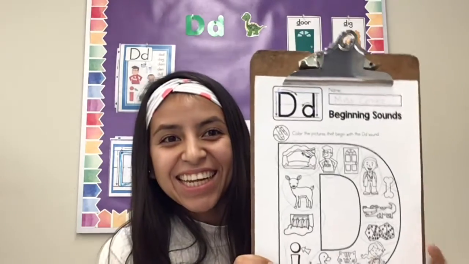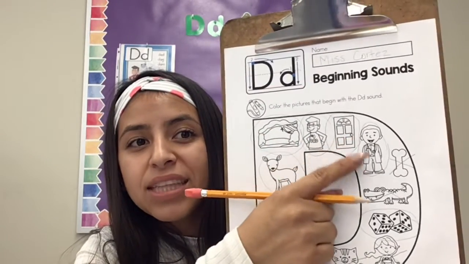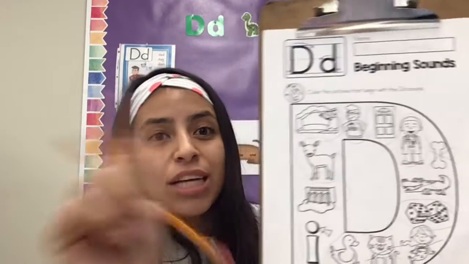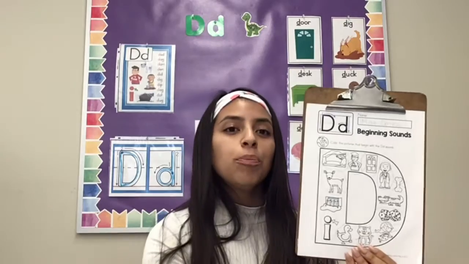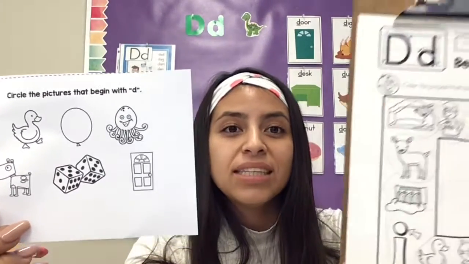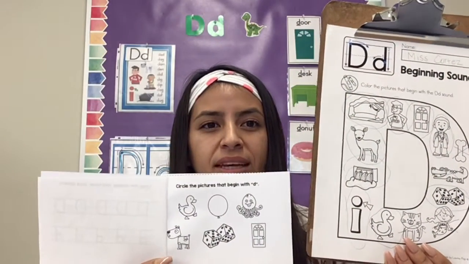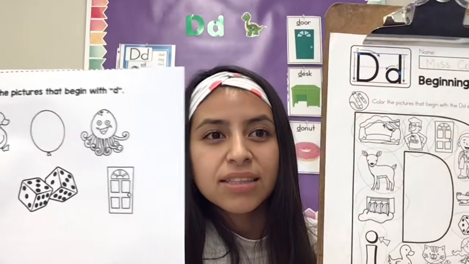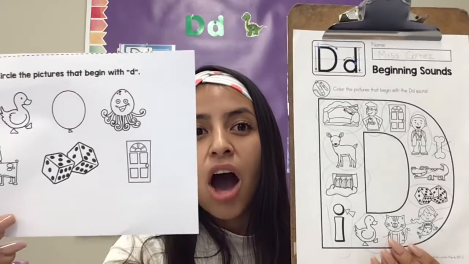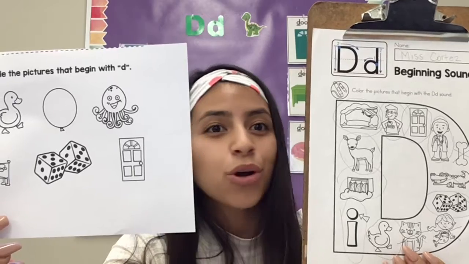Very good. Now go ahead and make sure you color your pictures, all the pictures that begin with the D sound. You are not coloring the ones that do not begin with it. And you are going to use this to help you complete the rest of your assignment. Your assignment for today is to find all the things that begin with the D sound. So you can use your worksheet to say, did I see an octopus on my worksheet? Does octopus begin with D? No, so we're gonna leave that alone or cross it out.